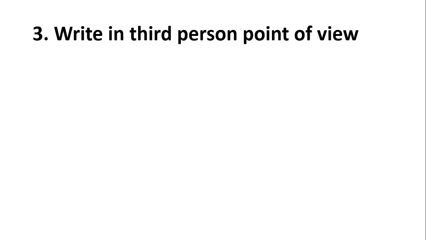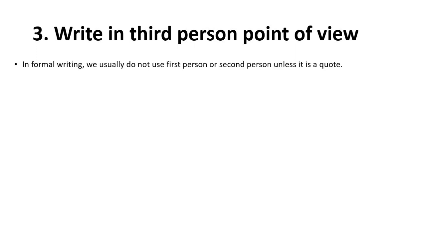Number 3, write in third person point of view. In formal writing, we usually do not use first person or second person unless it is a quote. So, unless it is a quote gihapon, pwede gyud ka magbutang og first person or second person, basta quote lang, kinuha lang nimo siya. Pero kung dili, imuhang idea mismo or imuhang mismong sulat, then dili ka mogamit og first, second person. Dapat third person siya. Avoid using I, you, we, us.